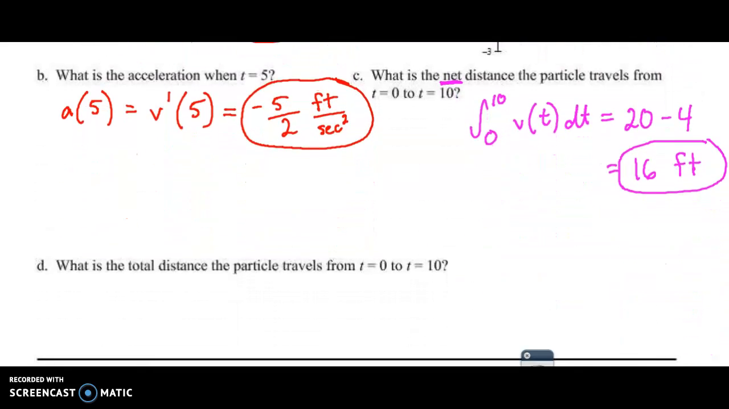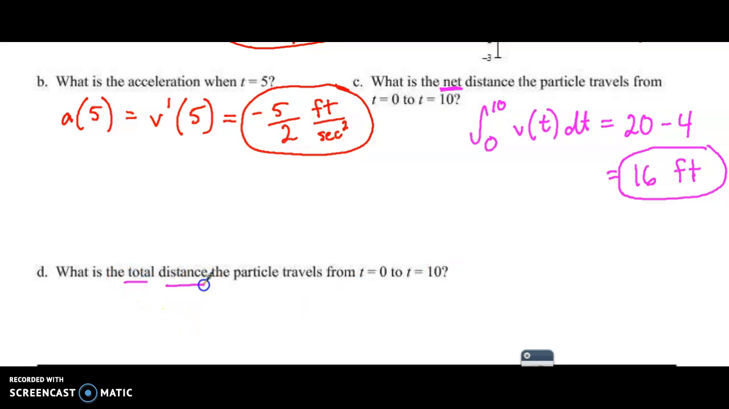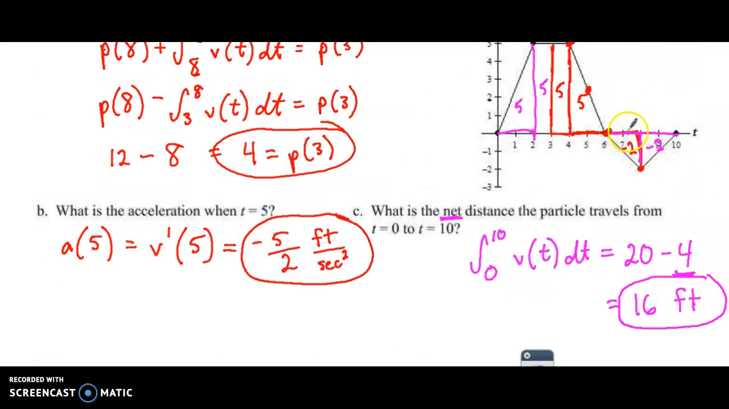And scrolling down, the difference here is total distance traveled. You might want to practice using the notation from 0 to 10 of putting in the absolute value, because even though that little piece where we went negative below, it was still moving. So essentially what I'm doing is taking this area that was below the x-axis, let me change colors, and I'm flipping it above the x-axis.